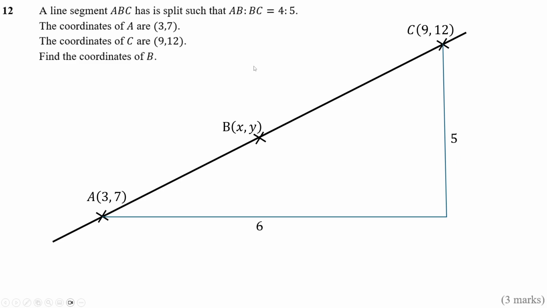It's split up so that there's 9 parts from A to C, because if A to B is 4 and then B to C is 5, then A to C is going to be 9 parts. So if we say that there's 9 parts going horizontally, we know that equals 6. So 6 equals 9 parts. So 1 part is just 2 over 3.